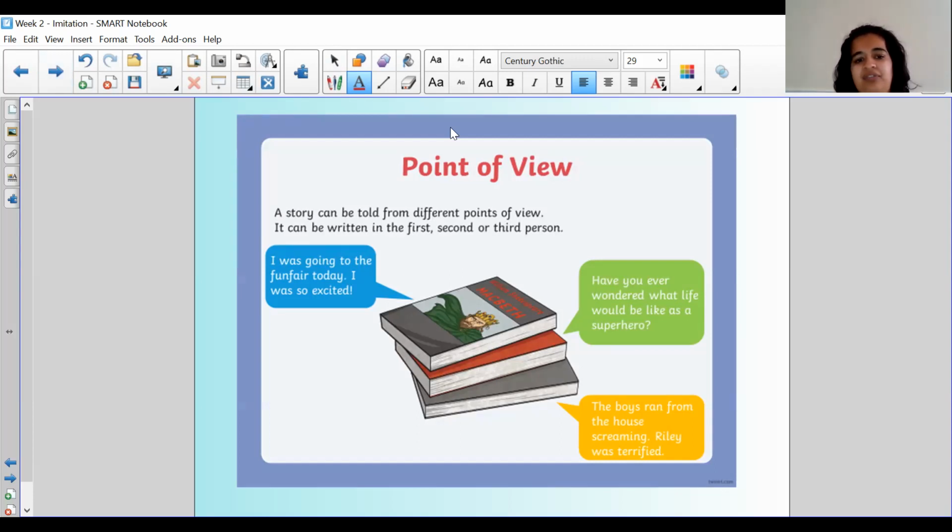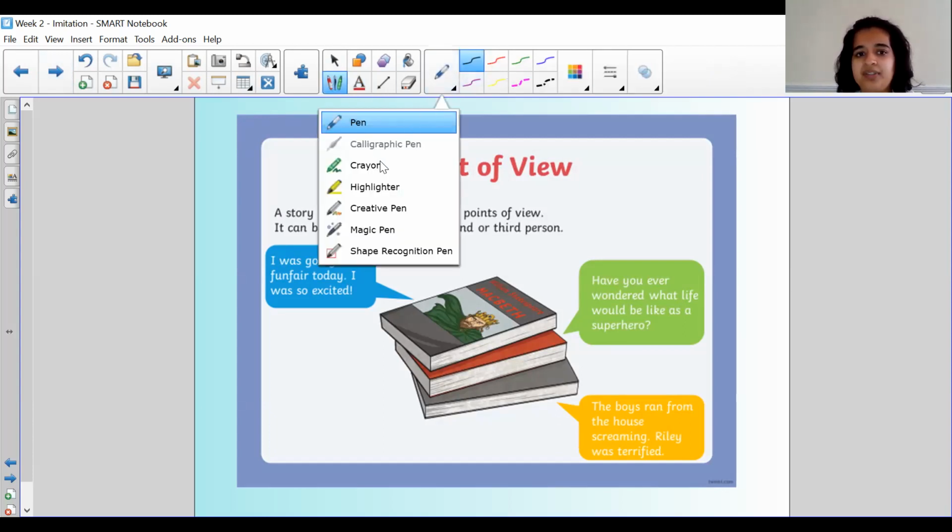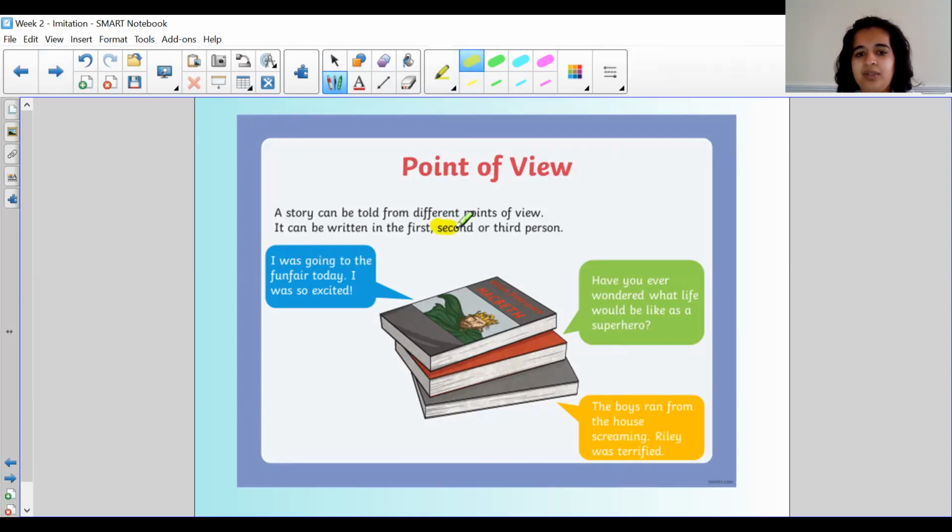Everyone sees things differently. Okay, now we are going to be talking about first, second, or third person. So let me highlight those keywords. So first, second, or third person. Here's an example of sentences that you might see. Okay, I was going to the fun fair today. I was so excited. Here we're focusing on I. Okay, I. Have you ever wondered what life would be like as a superhero?